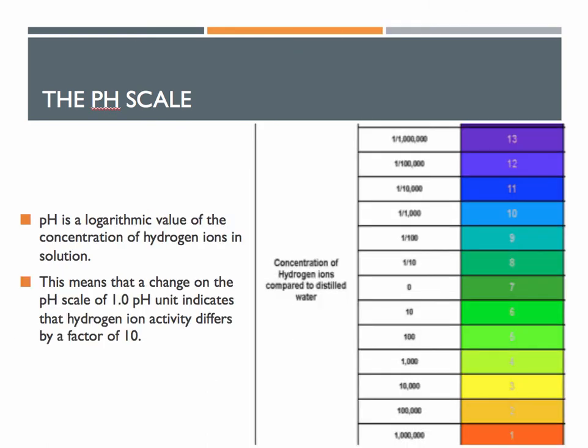So pH is actually a logarithmic value of the concentration of hydrogen ions. So what that actually means is that a change on the pH scale by just one number actually shows that the hydrogen ion activity changes by a factor of 10. Okay, so if we have a look on this chart, we can see that at number 6, the concentration of hydrogen ions compared to water is 10, whereas at 5, the concentration of hydrogen ions compared to water is 100. So it's 10 times greater, even though there's only a change in the number 1 between the two.